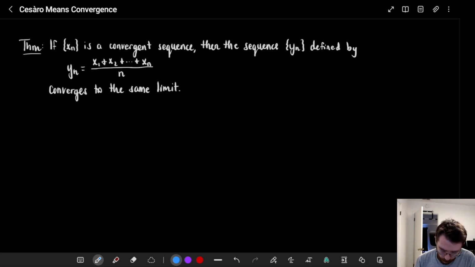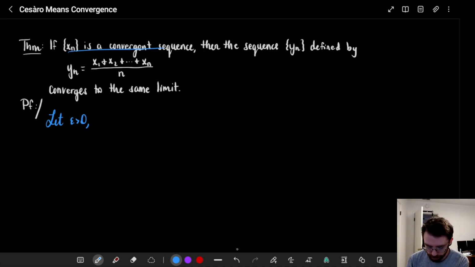Okay, so how might we go about proving something like this? Well, as with any sort of convergence proof, you should start with some arbitrary epsilon. So I'll say let epsilon be some arbitrary positive number. And okay, I'm saying xn is convergent, but I'm not saying what it converges to. So let's just give a name to the limit. So I'll say, and suppose, this will be my notation, xn converges to L.